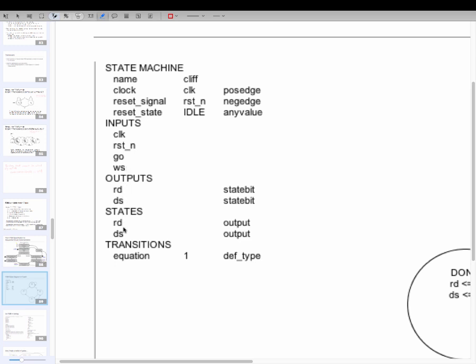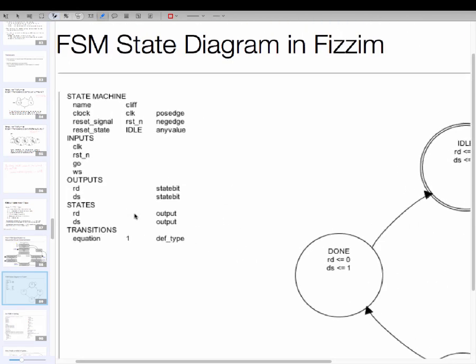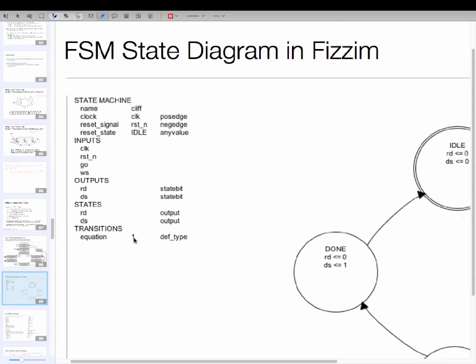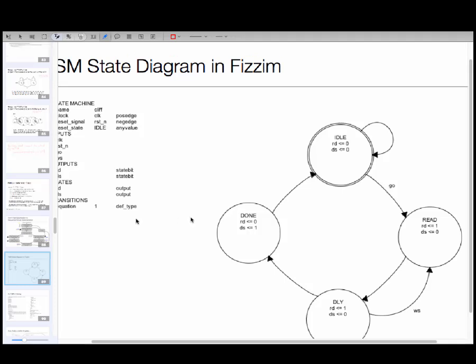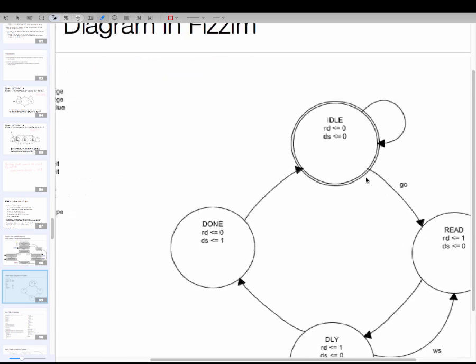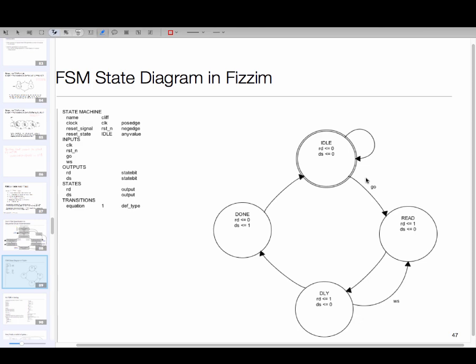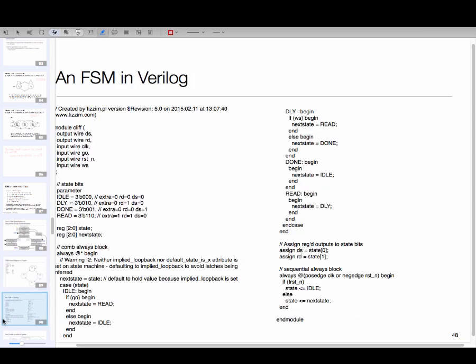What are my states? This part you can ignore. What it is basically saying is that the RD and DS bits should be part of the state. I want them to come straight out of the state vector. The default transition equations basically say that if I don't put a label on an edge, it means you should always take that edge. So I draw something like this. Thus far it is this drawing. I'll show you some other examples on how to work with it.